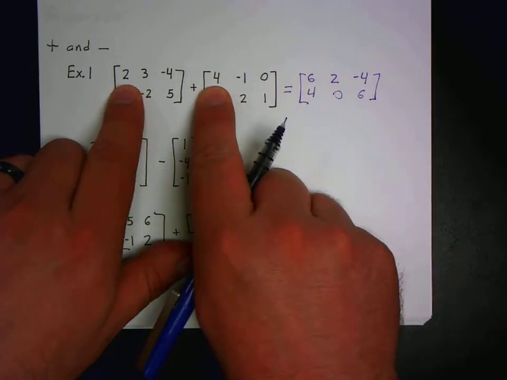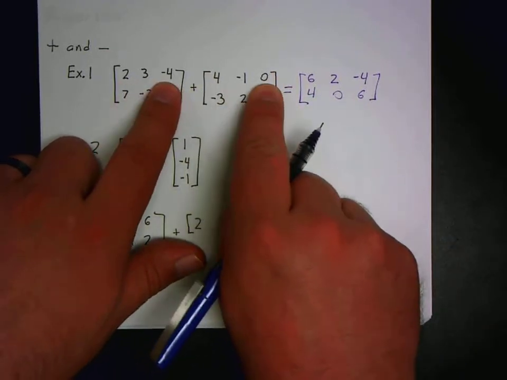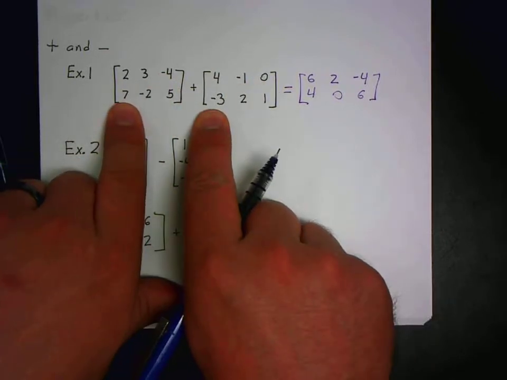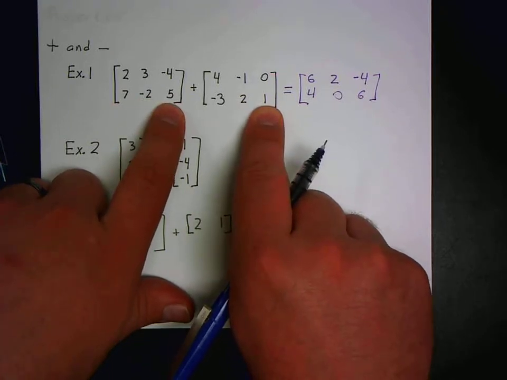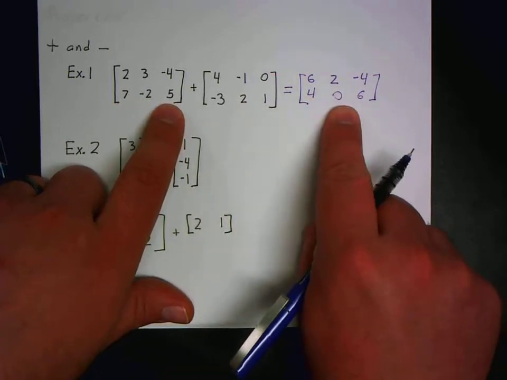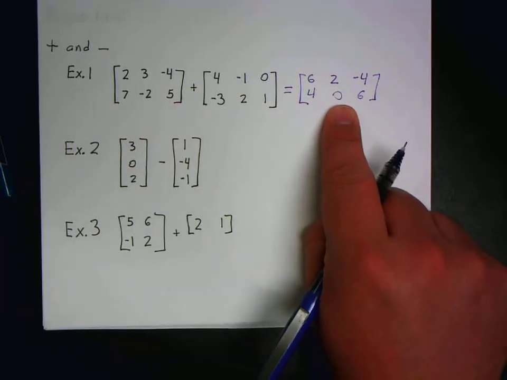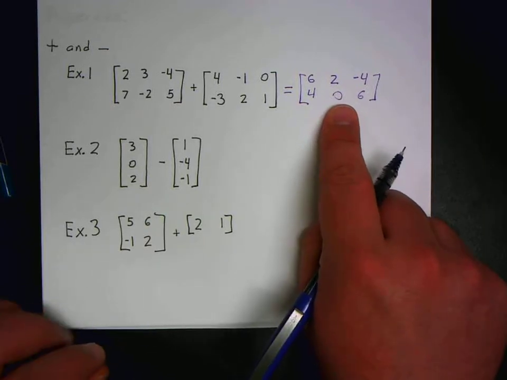So the 2 and the 4 I add, the 3 and the -1 I add, the -4 and the 0 I add, and then the 7 and the -3, -2 and 2, 5 and 1. And I put the answer in the same exact location. That's why they have to be the same size. Because if they weren't, then I would have numbers that I couldn't add to anything.